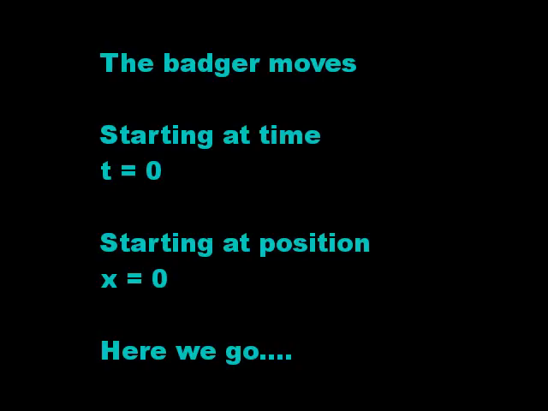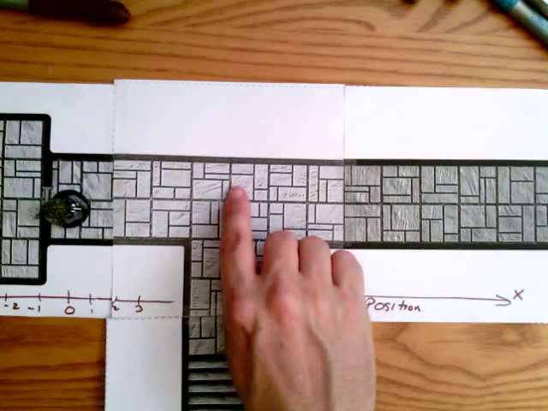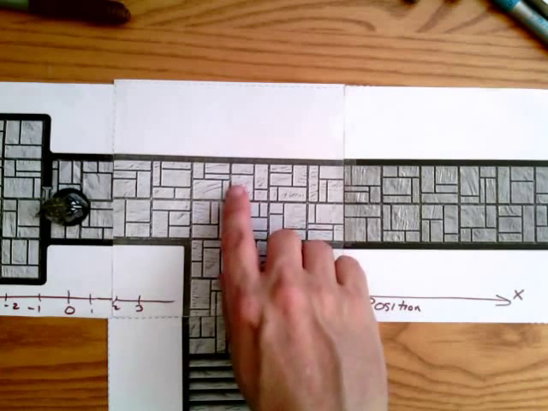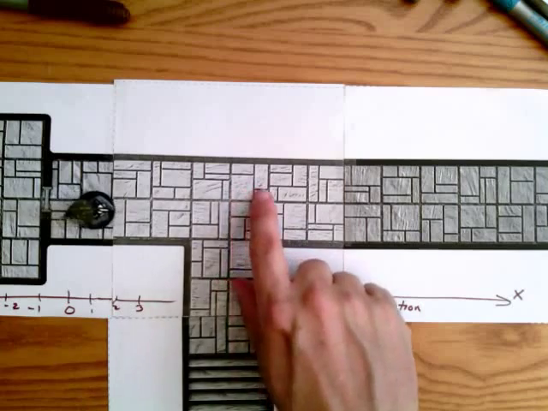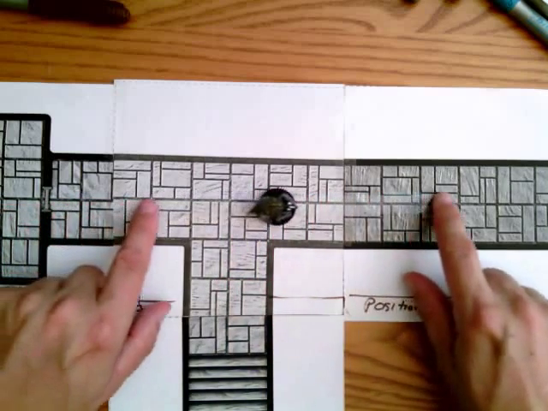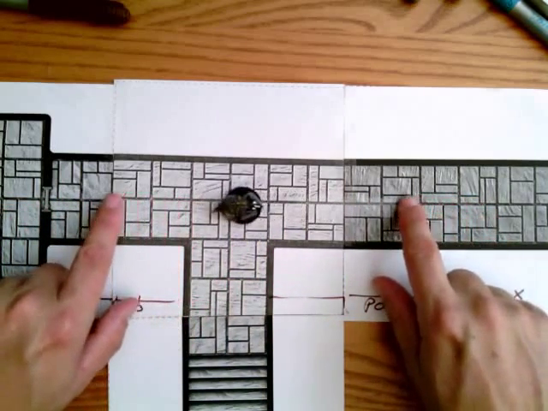Here goes the badger. So he starts just sitting still for a little while, then the badger moves forward in the positive direction a little while. He gets to a certain point, backs up, then goes forward again and accelerates away.